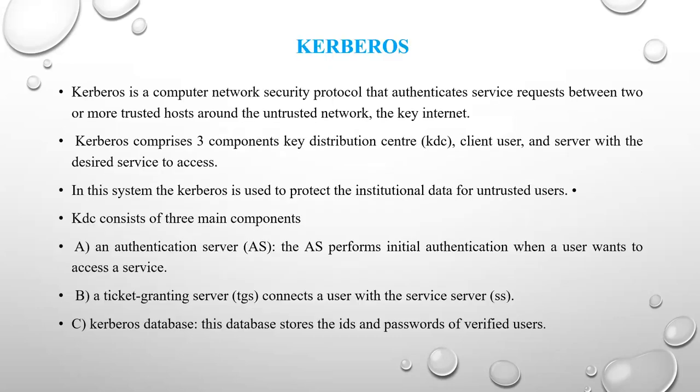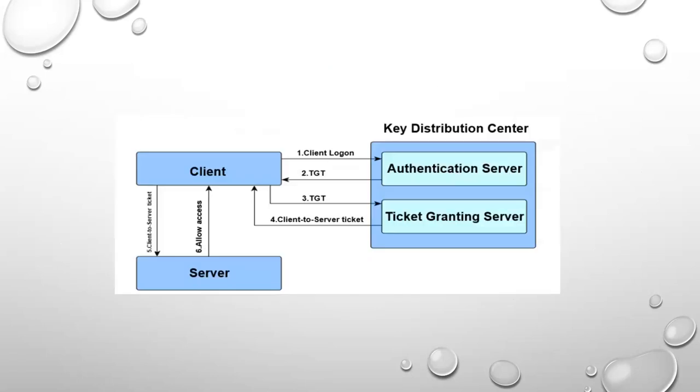And the next one is Kerberos. The security is provided using Kerberos. Kerberos is a computer network security protocol, and it comprises three components, mainly the authentication server, the ticket granting server, and the Kerberos database. The client will send the login message to the authentication server. The authentication server will authenticate the user and send the ticket granting ticket in encrypted format. Once the client decrypts it, it again sends it to the authentication server. The authentication server will send the server message to the ticket granting server. The ticket granting server will send the client-to-server ticket, so the client can access the server. This Kerberos security is applied to the database.